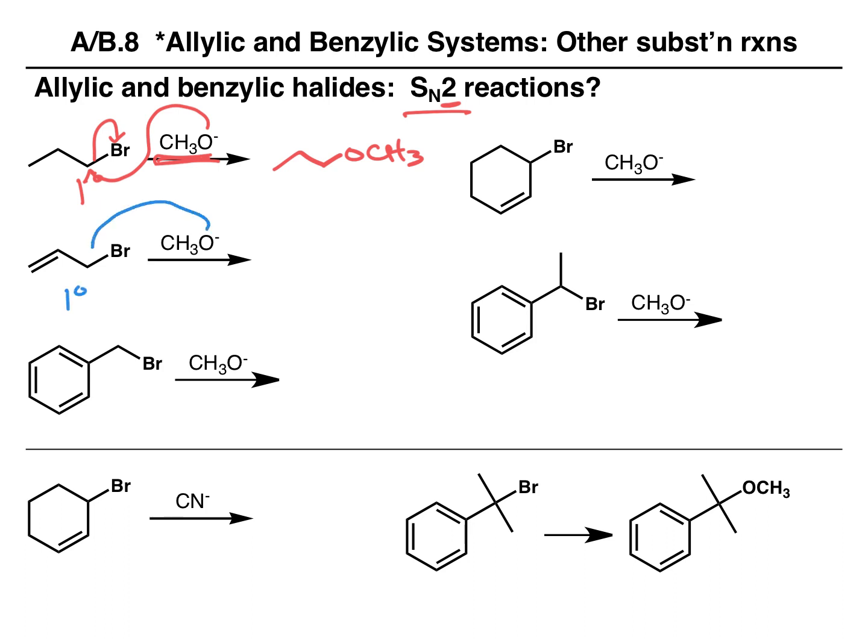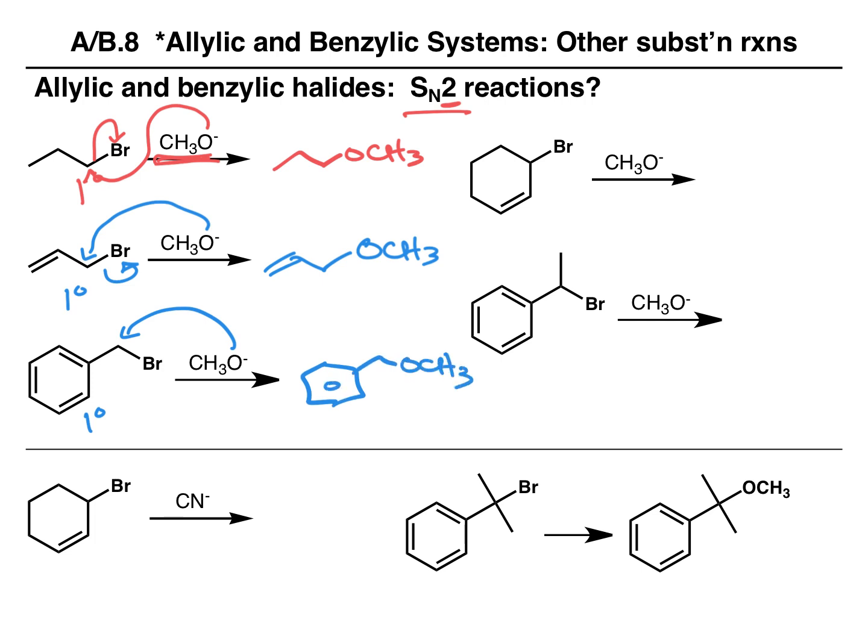If we look at the next example, this one is primary and allylic. And so again, this will do SN2 substitution, leading to this product. And the third example, this one is primary and benzylic. So an analogous reaction, this will give us the methoxide.